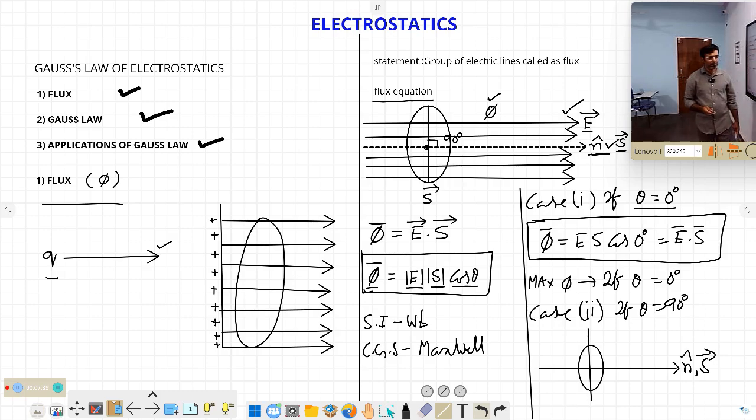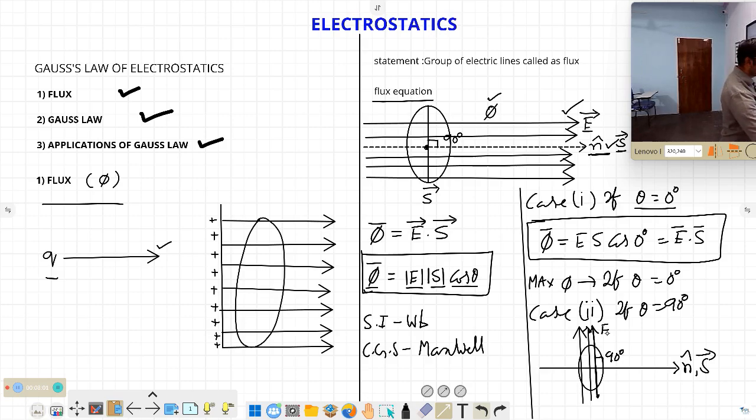Now the electric field is passing as you are looking, like this. This is the way the electric field is passing. If electric lines are passing like this, what can I write? Electric lines are passing in this fashion. So how much angle are they making? 90 degrees with the normal.